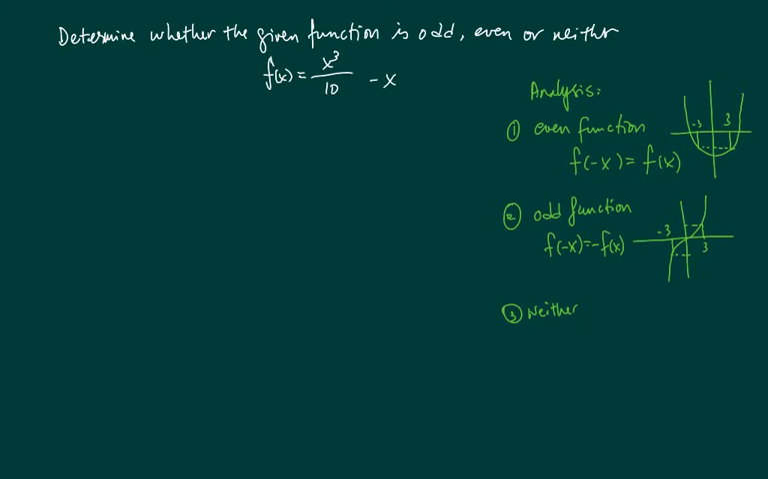Mathematically, it's saying that evaluating at negative x, f of minus x, the value is going to be minus of what the positive one is. Neither is the case when neither of the first two conditions is satisfied. So let's evaluate f of minus x. That's the thing that needs to be done. Depending on whether f of minus x is equal to the function itself or minus the function, we can see if it's even or odd. If neither one happens, then it's the third case. All right, let's write it up.